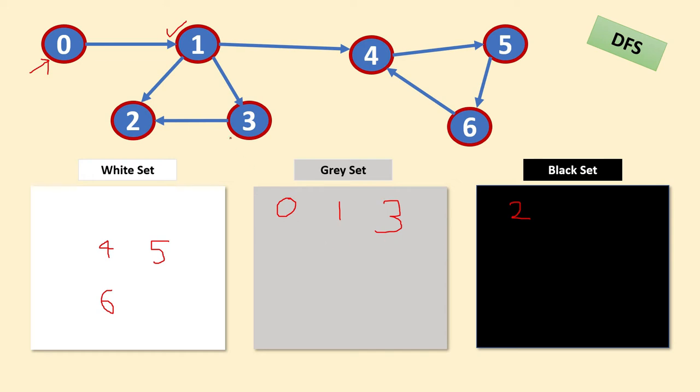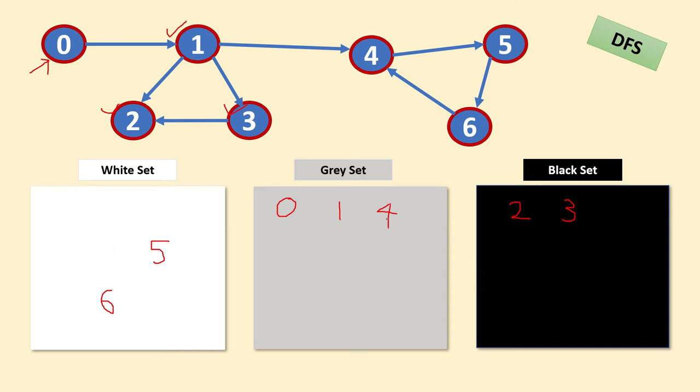Now we have to check, as we can't go anywhere from 3, so we can mark 3 as processed and remove it from here. Next, 2 is done, 3 is done, so next we can go to 4, and we can move 4 to the gray set and remove it from here.